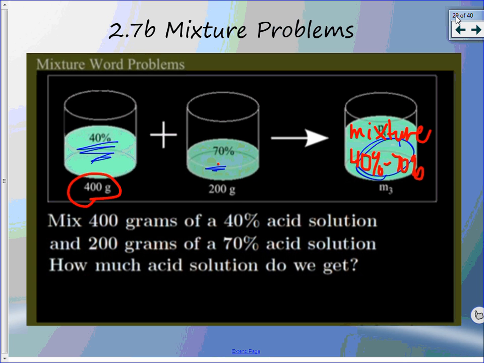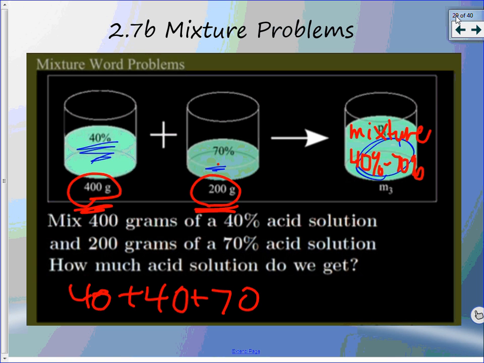Well, this has double the amount of that, right? So there's two 40s, right? Two 40s and one 70, because there's double this than there is of that. So if we have 3 parts total, because we have 2 of this and 1 of that, what's going to be the total acidic amount? 50. Yeah, it's going to be 50% acid.